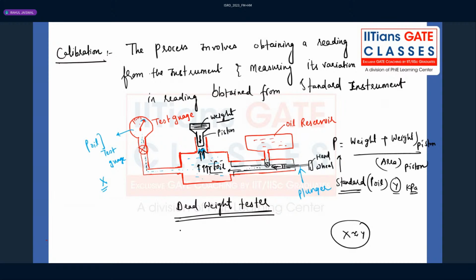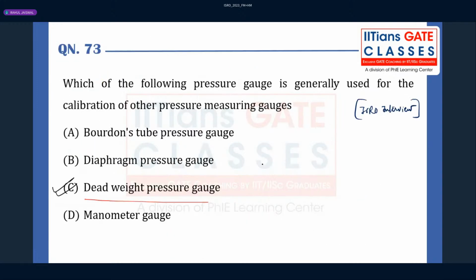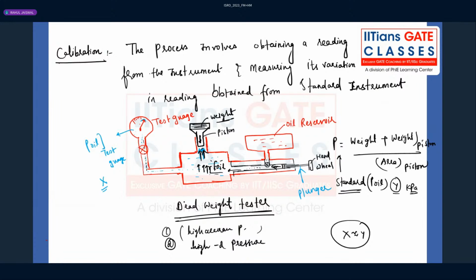So this is your highly accurate pressure measurement device. First thing. Second thing, it can measure very high pressure. Next time when they ask the same problem, this time, 2023: which of the following pressure gauges is generally used for very high pressure? Again, the answer must be C, right? Because you have to read everything regarding the dead weight tester.